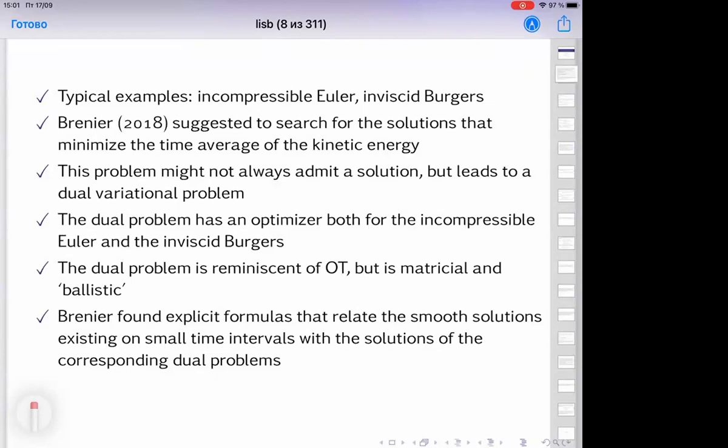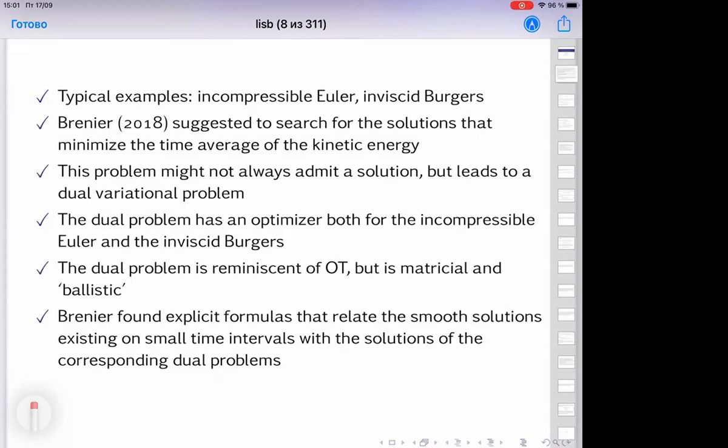And what is funny is that it really reminds one of optimal transport in some sense, but it has some differences, because it's matricial, so it's like matrix valued measures. And also it is in some sense ballistic, which I will explain later. In some sense, you know the final data, but you don't know the initial one. So that's why it's called ballistic.